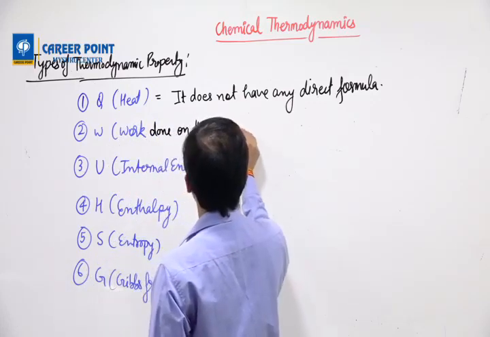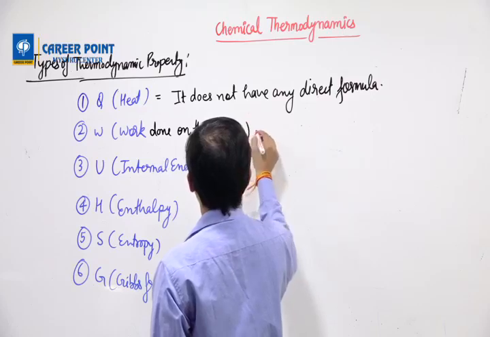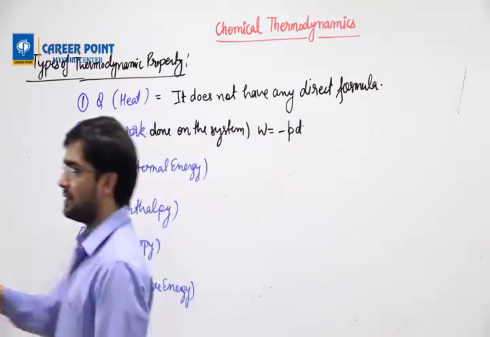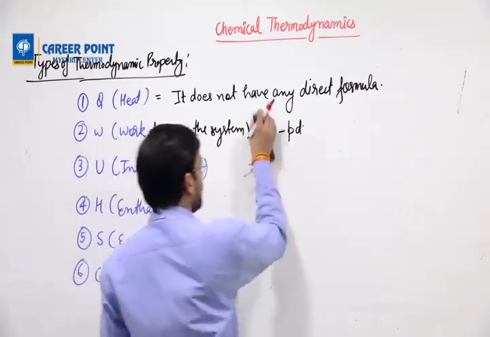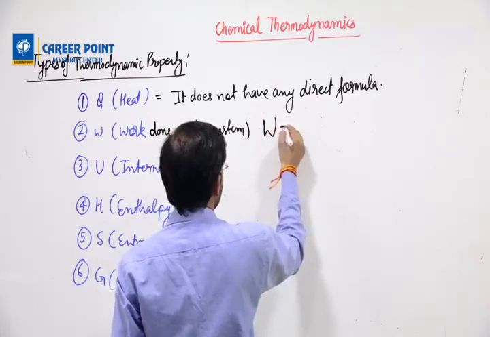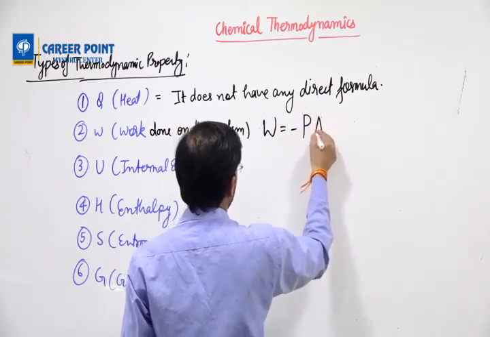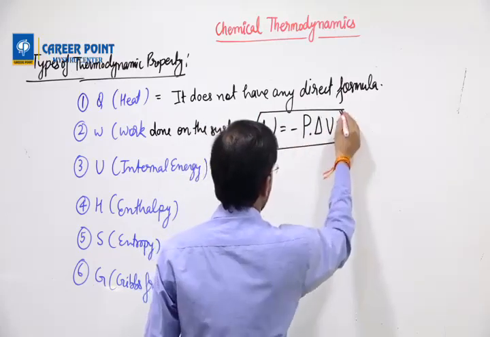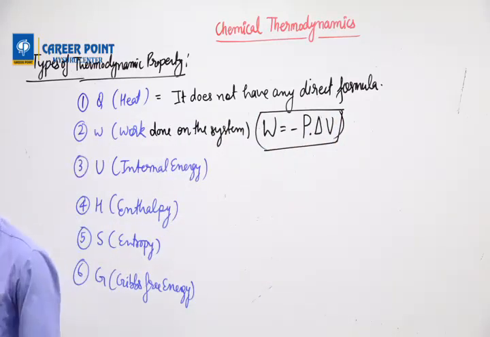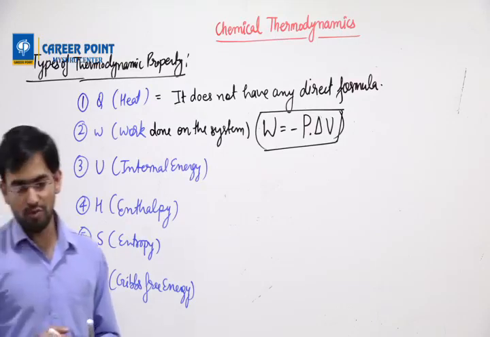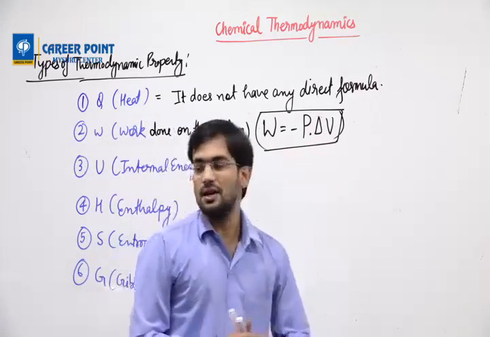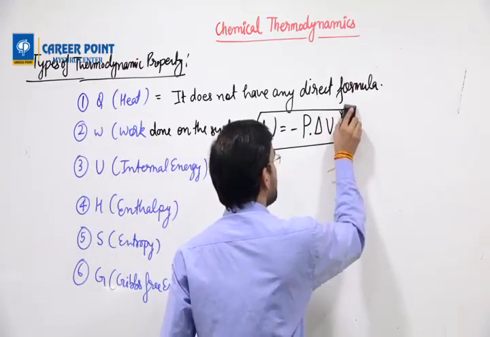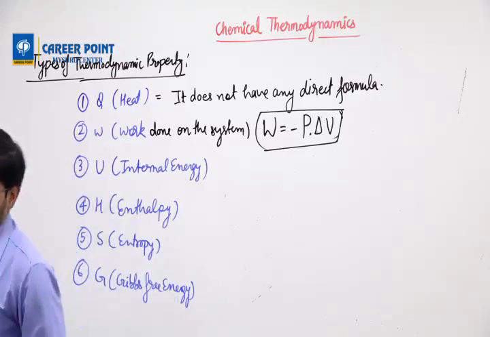Work done on the system is known as W equals to minus P delta V. This is the formula for work done. W equals to minus P delta V.